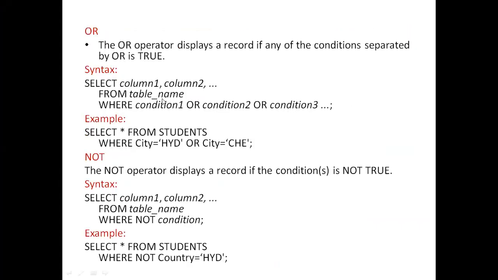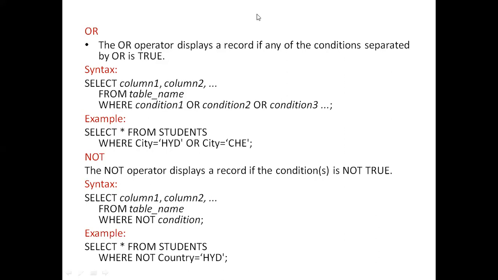Next, let's see the OR operator. What it does, the OR operator displays a record if any of the conditions separated by OR is true. Means either the first condition is true or the second condition is true, then the result will be true. But in the case of AND, both have to be true, then only we'll get the result. The syntax is the same as that of the AND operator. Now example, select asterisk from the student where your city has to be Hyderabad or Chennai.